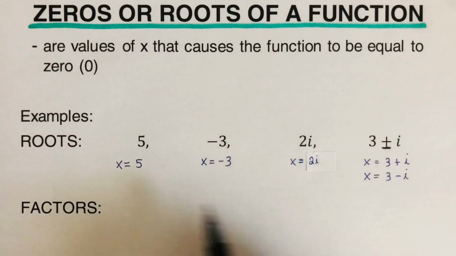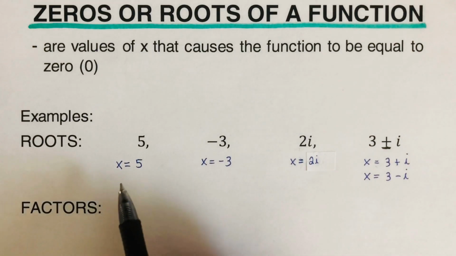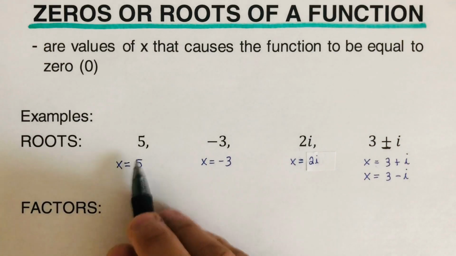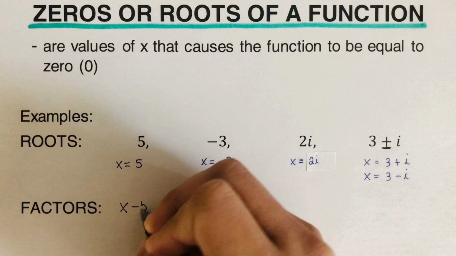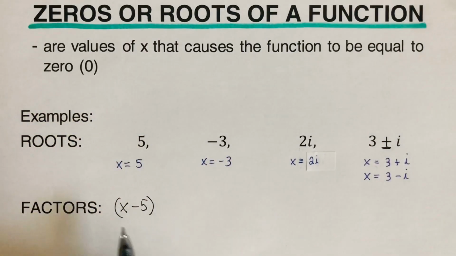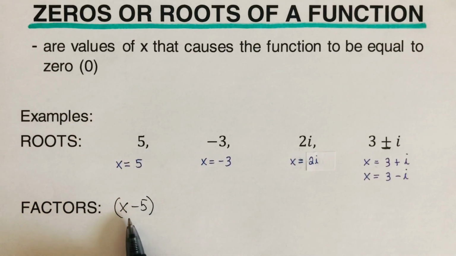Now, if we want to change these roots into factored form, we are going to use the zero product property backwards. So we can rewrite this as (x minus 5) in parentheses, which means that if we set this equal to 0 and add 5 to both sides, that's how we got x is equal to 5. So pretty much we switch the sign, and that would be in factored form.